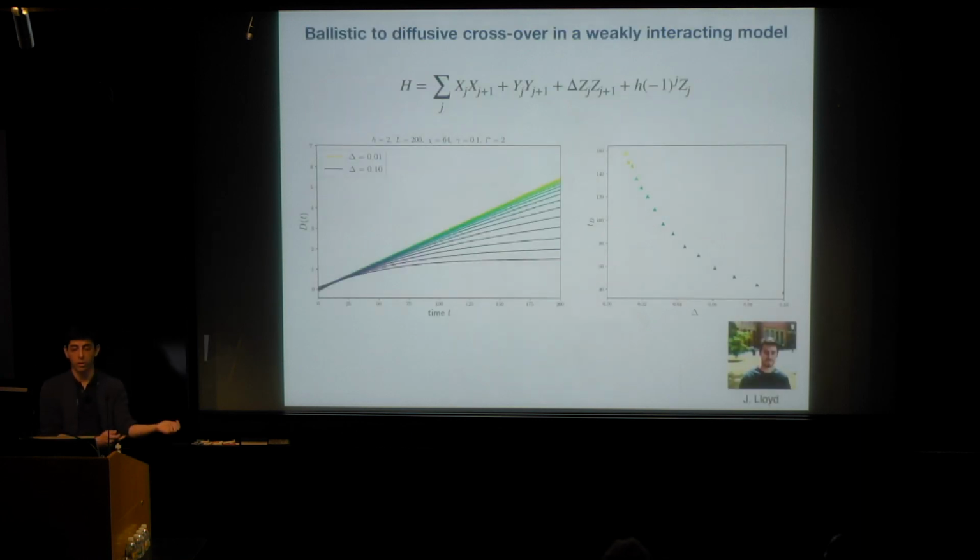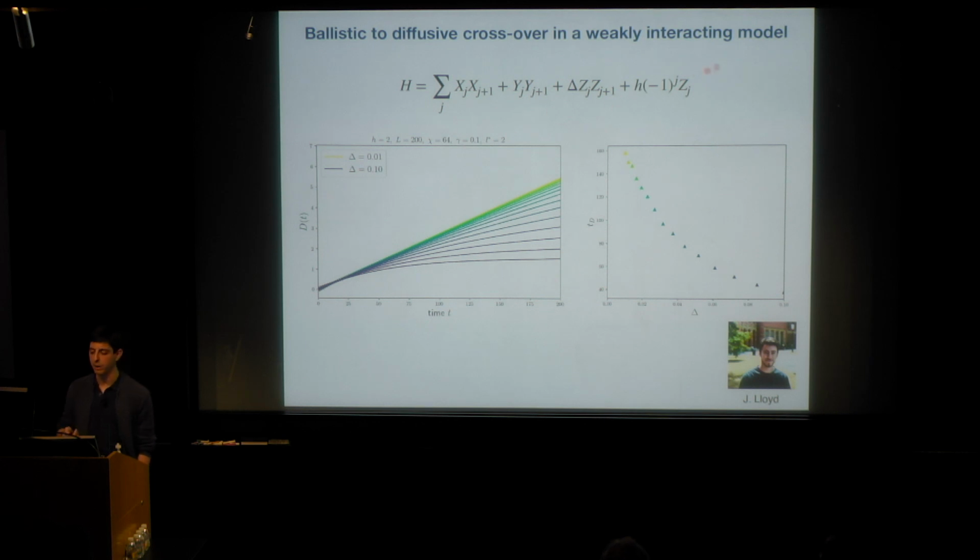Another thing which there was also a question about is a fermionic version of this. One nice testing ground for it is weakly interacting Hamiltonians, something that looks like fermions with weak interactions that you can tune. In the non-interacting limit, you have ballistic transport, and as you increase the interactions, you should get a crossover to diffusion. So we looked at this model.